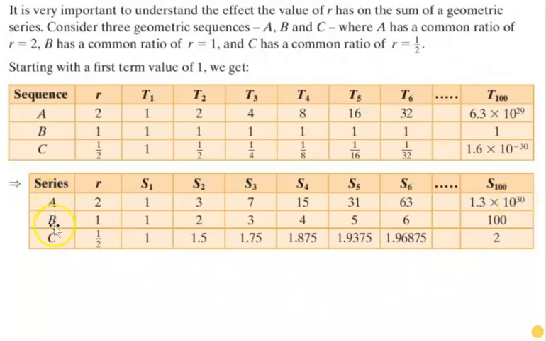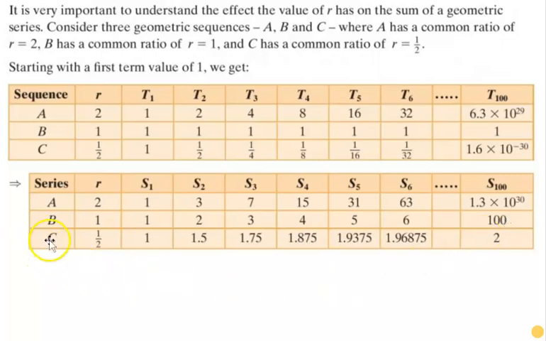For sequence B, again, S1 is just 1. Then S2 is 2 because 1 plus 1 makes 2. S3 is 3 because 1 plus 1 plus 1 makes 3. And S4 is 4 because 1 plus 1 plus 1 plus 1 is 4, and so on, up as far as S100, which is 100.